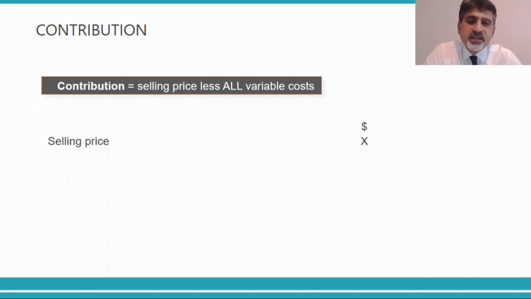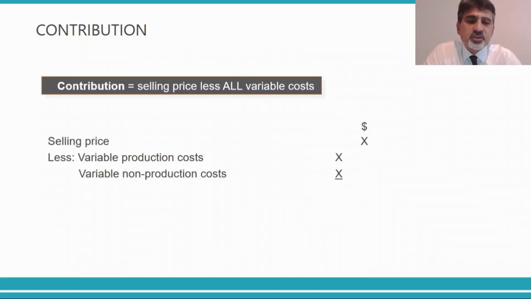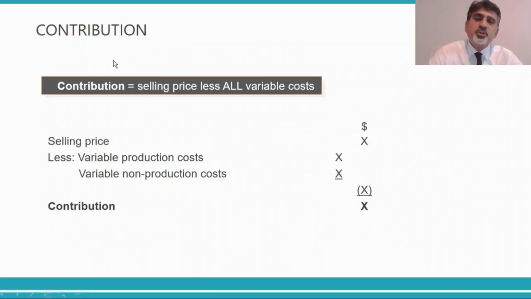You've got selling price X dollars, then you have variable production cost and you have variable non-production cost. You subtract both of them, and what you get is contribution. Now that's not your pure profit. From this contribution you still have to subtract your fixed cost and then you get profit. But what you need to remember: selling price minus all variable cost, whether production or non-production, both will be subtracted, and you get contribution. This word contribution we will use only in marginal costing, and we are going to see it in the next slides because this is one word we will use a lot.